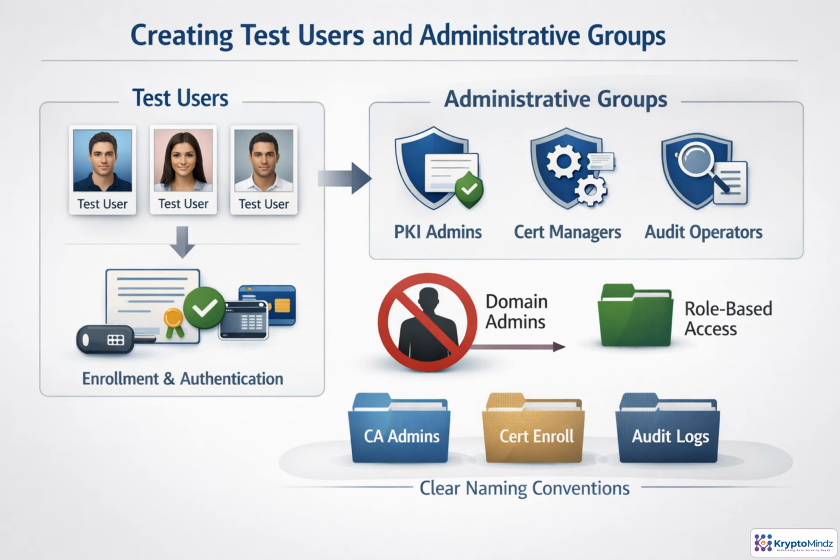To properly test your PKI design, you need two things: realistic user identities and tightly scoped admin roles. Create normal test users who request and use certificates just like real employees. Then create PKI-specific groups, such as CA admins and certificate managers, and assign permissions to those groups instead of to domain admins. Use clear, consistent names so you instantly know who can enroll, who can manage, and who can review logs.